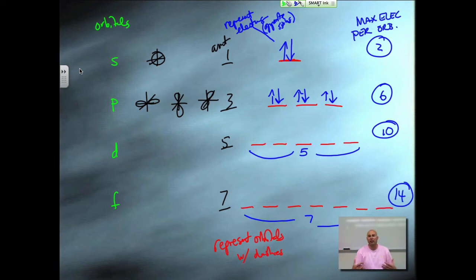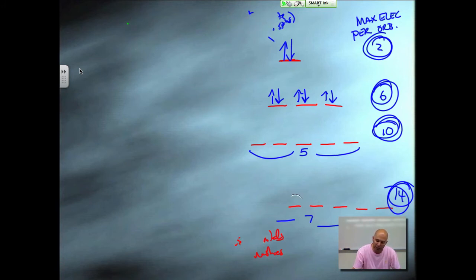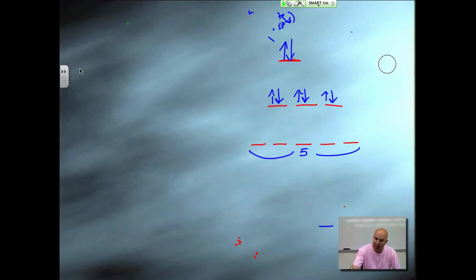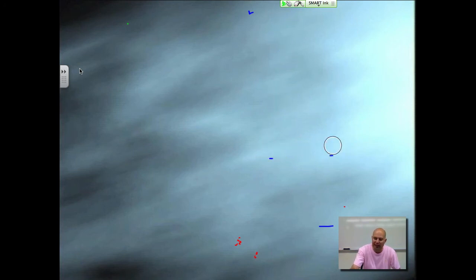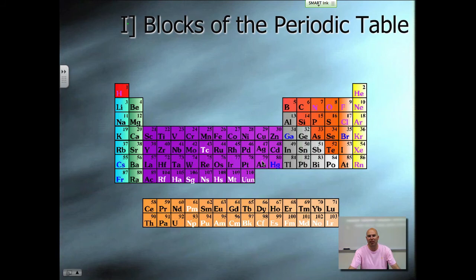Now I say maximum because obviously, just like in our analogy of cars in a parking lot, if we have a row that could fit 14 cars, but the first and second car are the only ones there, then there'd be 2. But you could have a maximum of 14. So this 2, 6, 10, 14 is going to show us something pretty cool when we talk about our periodic table. So let me take a look at our periodic table with this max electrons. And again, I'm hopefully starting to clear up some of the confusion with orbitals and electrons. Here's my periodic table.